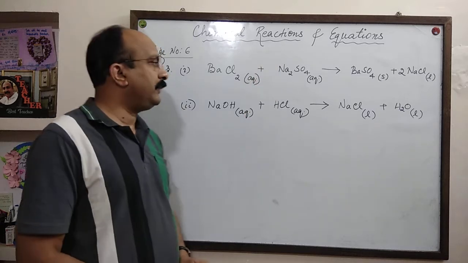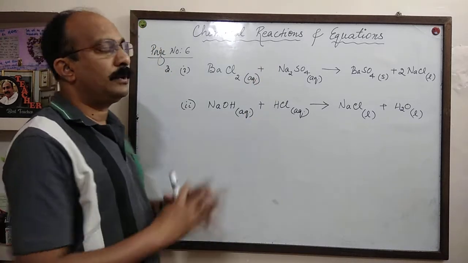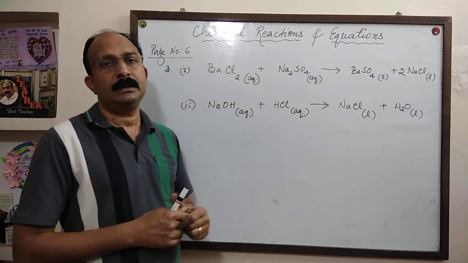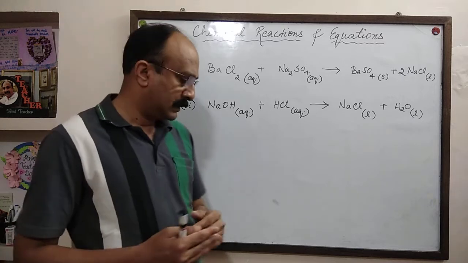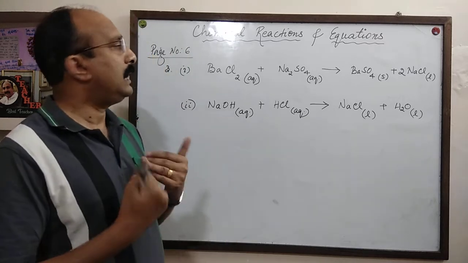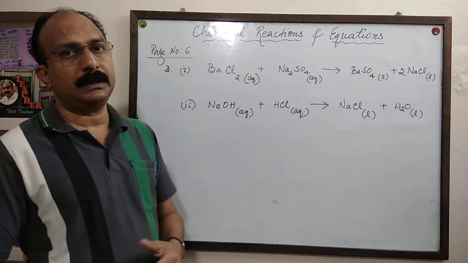While counting the number of atoms of each element in LHS and RHS, you can see the number of atoms are equal. So this equation is already balanced. So this is about balancing a chemical equation. So the first part of the chapter is over: chemical equation and how to balance it. Now we are proceeding to the next topic.